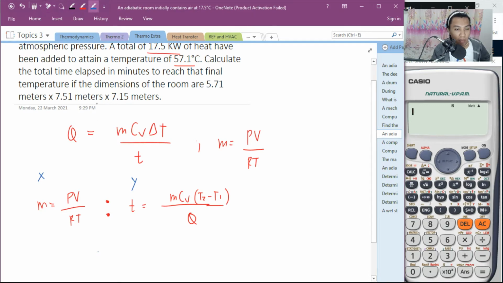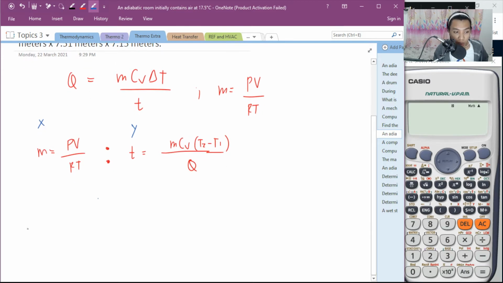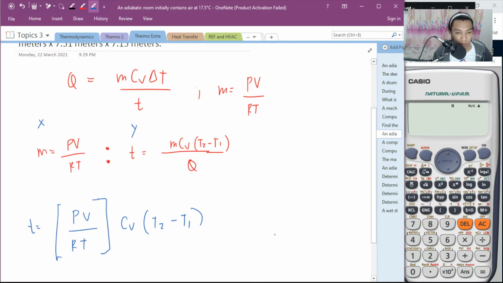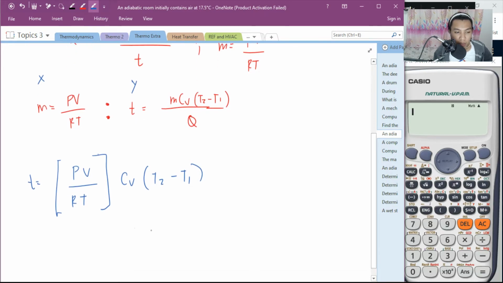So, paano yung tamang pag-solve niya? Okay. Solve ko muna isa-isa. Pero pwede na 'tong dire-diretso. T is equal to mCV delta T. Sama-sama mo na diyan yung M. Okay. Sa M, PV over RT. Ganito ako nagso-solve nung ako nagto-topics eh. CV T2 minus T1 divided by Q.